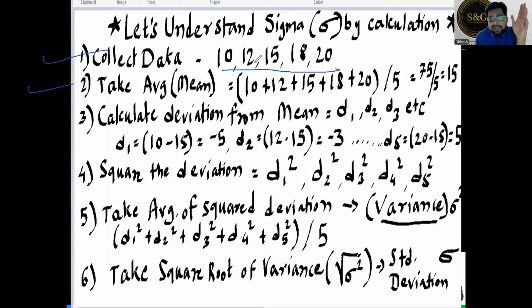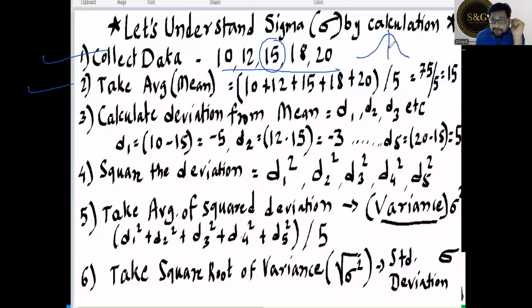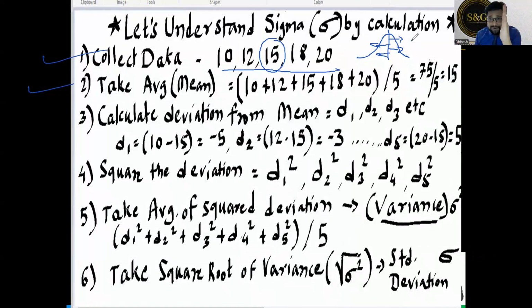So the average will be very simple. 10 plus 12 plus 15 and so on, it will be 75, and 75 divided by 5 is equal to 15. So 15 is our average. Now, once you've taken the average, why are we taking the average? Because the average is the reference point from which we will calculate the distance of each and every data point. That's why we collect the average. So first we collect the data, then we take the average. So the average is our reference point.